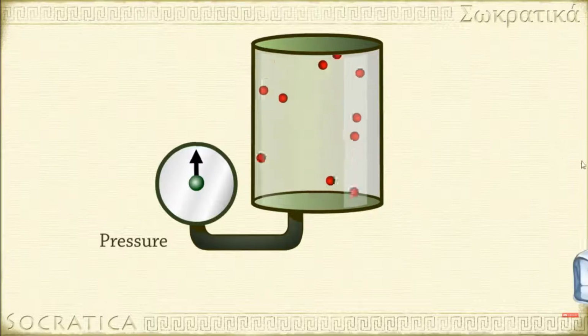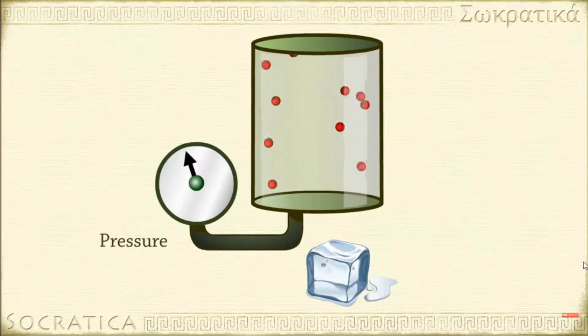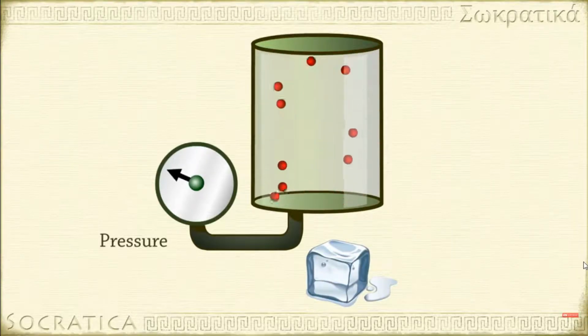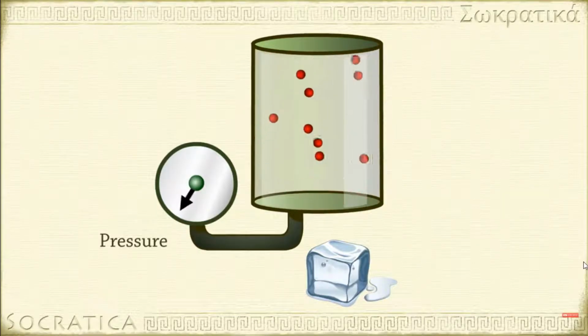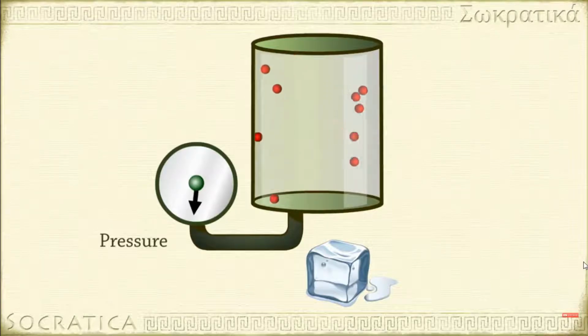The converse is also true. If you cool down this container of gas, that means the gas particles are moving more slowly. So there will be fewer collisions with the sides of the container per second, which means lower pressure.